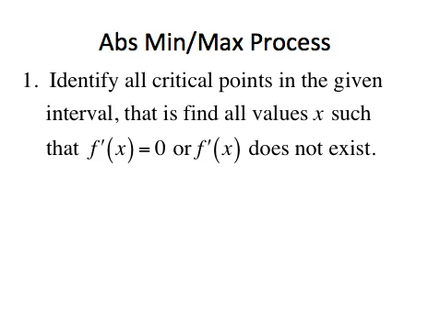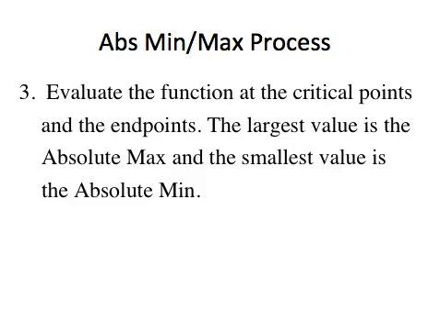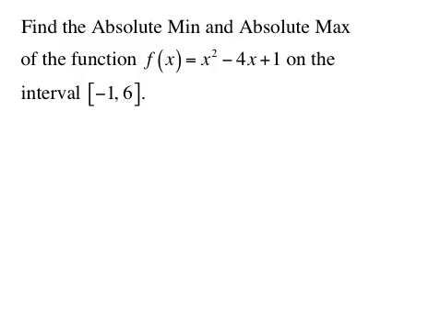So our process is to first identify all the critical points in that interval. Recall that a critical point is a point x where the first derivative is 0 or where the first derivative doesn't exist. We will use it as long as it is within the interval that we're given. Now our candidates for absolute min and absolute max are those critical points we identified in step 1, as well as the endpoints. So we evaluate the function at those critical points as well as the endpoints. The largest value that we see will be the absolute max, and the smallest value will be the absolute min.